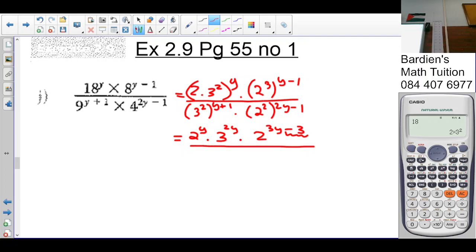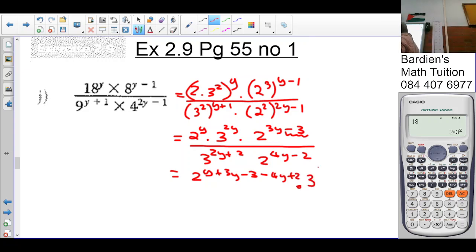Over 3 to the 2y, plus 2 times 2 to the 4y minus 2. When you're multiplying and the bases are the same, we add the exponents. So 2y plus 3y minus 3. When you're dividing and the bases are the same, you subtract the exponents. So 4y plus 2, times 3 to the 2y minus 2y minus 3.